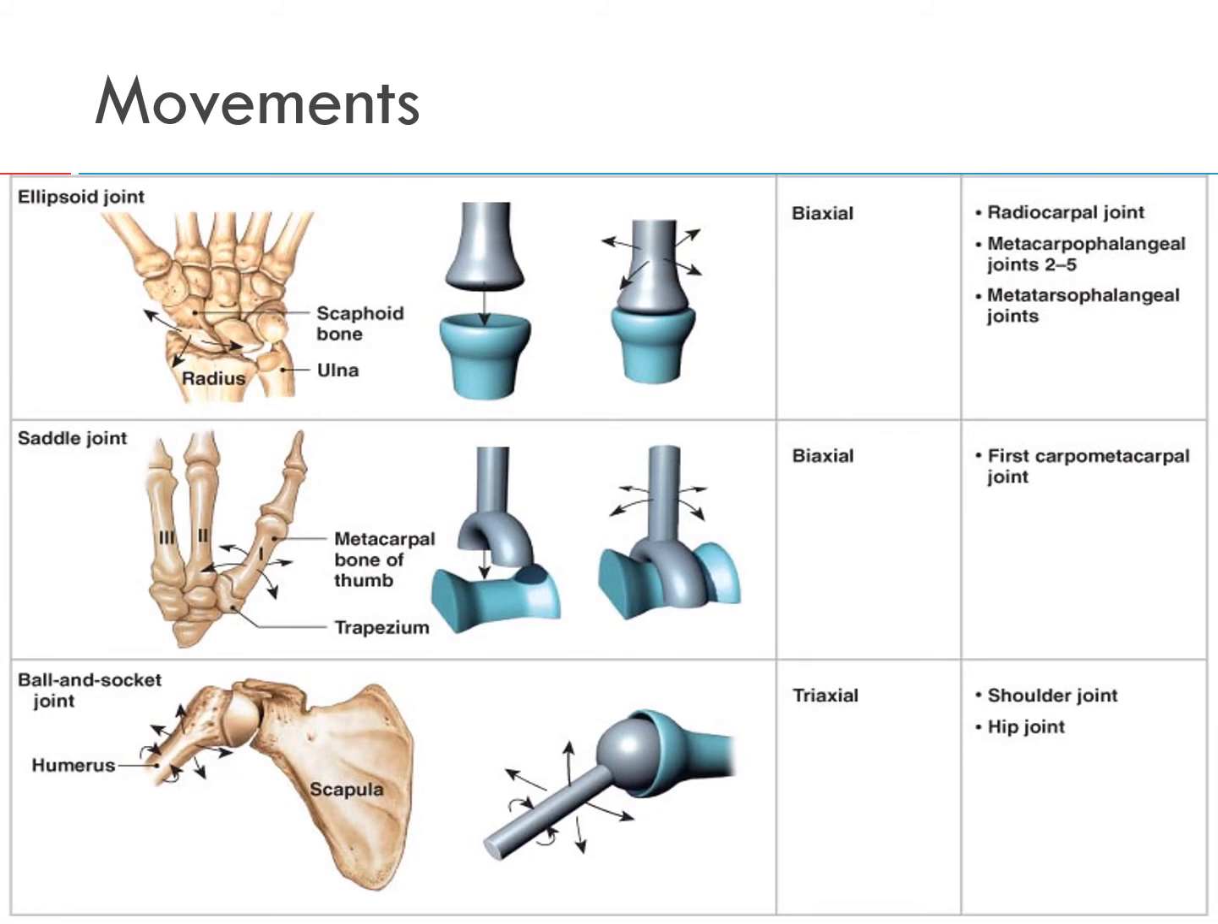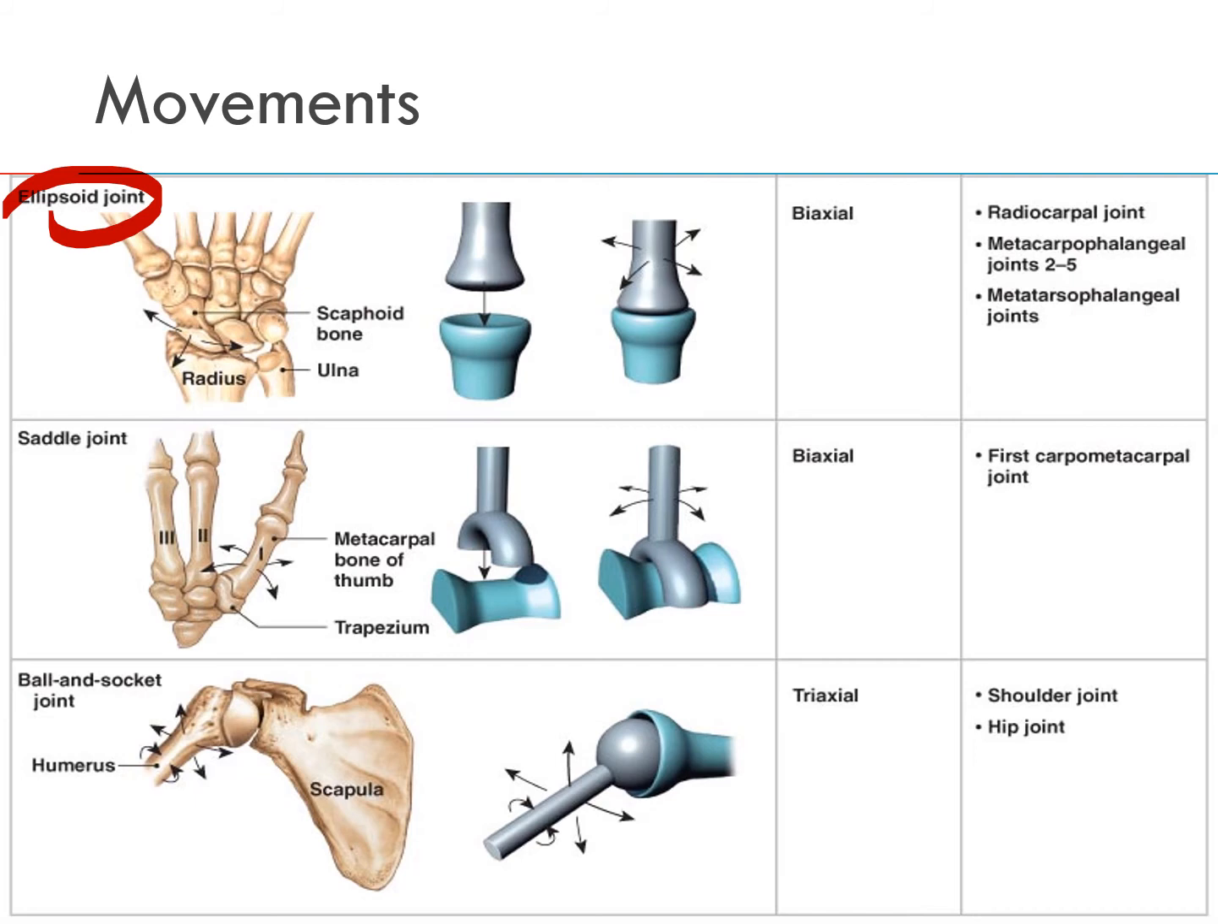Ellipsoid joints are next here. So an ellipsoid joint is biaxial. Say that 3 times fast. That's challenging. The radiocarpal joint is a biaxial joint.